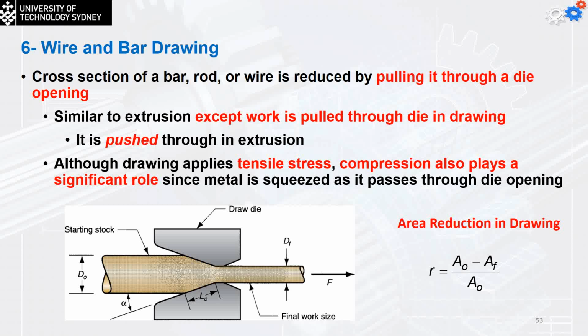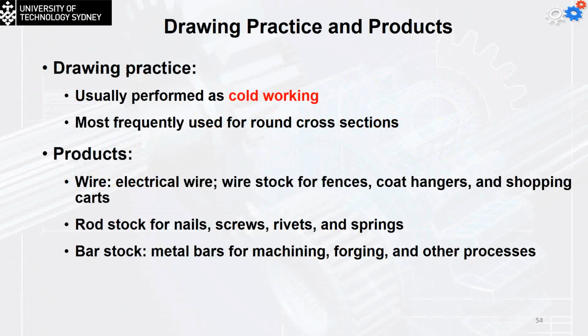And it's most frequently used for the round cross section, but it can be used for the rectangular and the square shape. The products are going to be the wires, the rod stock for the nails, and the bar stocks for other material, for example, for machining, forging, and other processes.